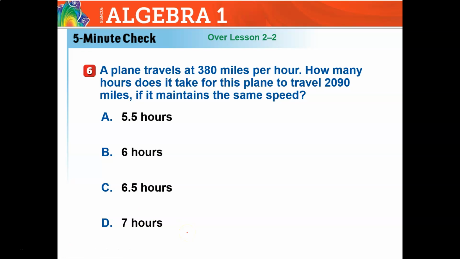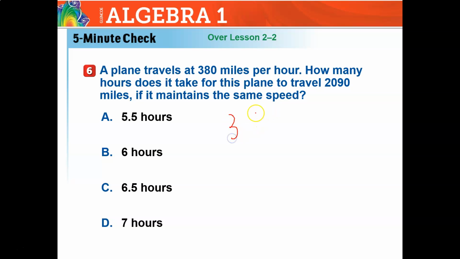A plane travels 380 miles per hour. How many hours does it take for the plane to travel 2,090 miles? So x is the number of hours we're looking for.